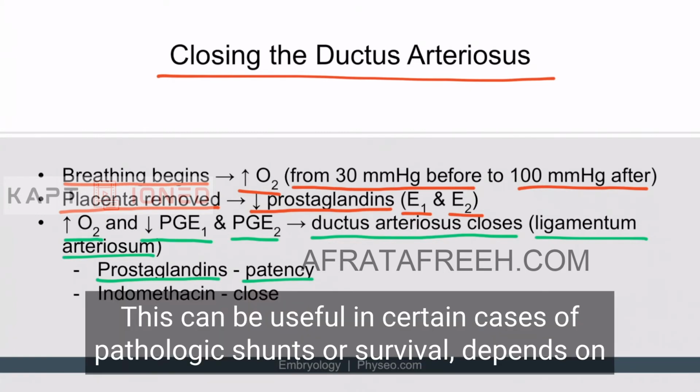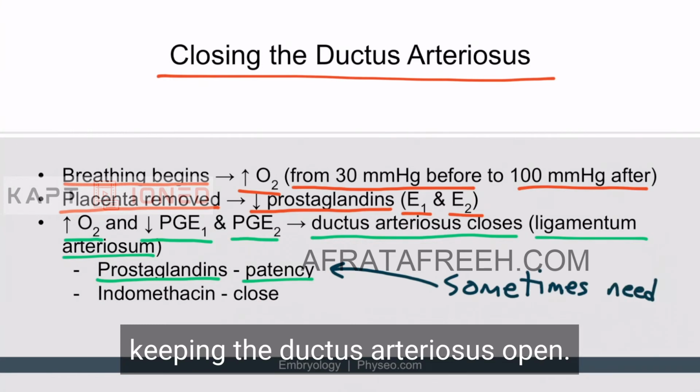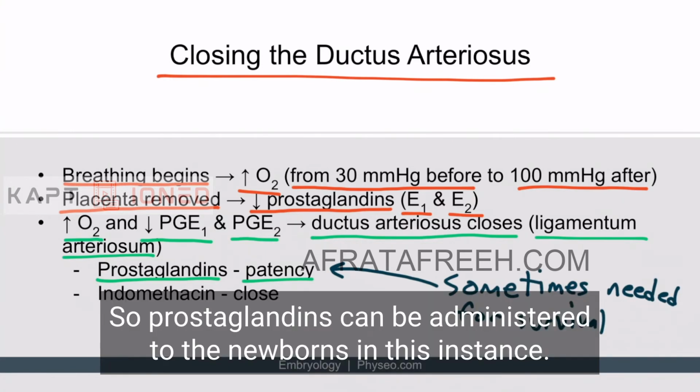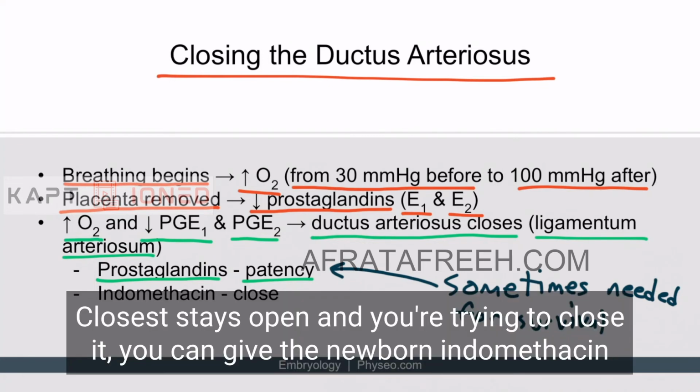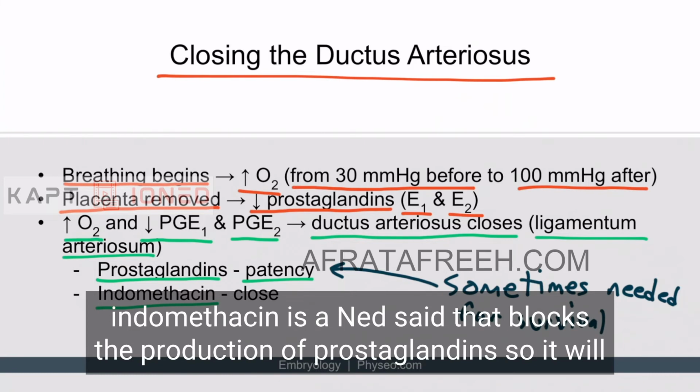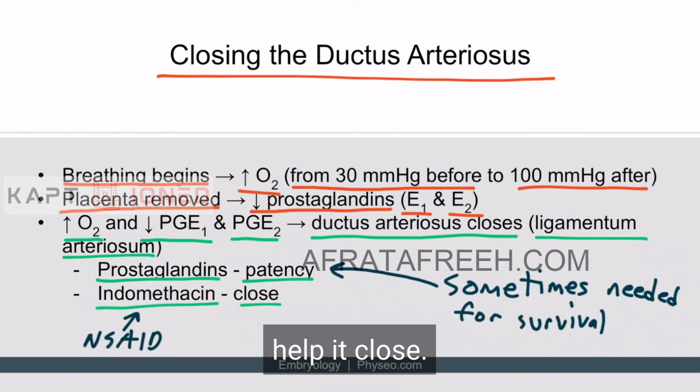This can be useful in certain cases of pathologic shunts where survival depends on keeping the ductus arteriosus open. So prostaglandins can be administered to the newborns in this instance. Likewise, if the ductus arteriosus stays open and you're trying to close it, you can give the newborn indomethacin. Indomethacin is an NSAID that blocks the production of prostaglandins, so it will help it close.